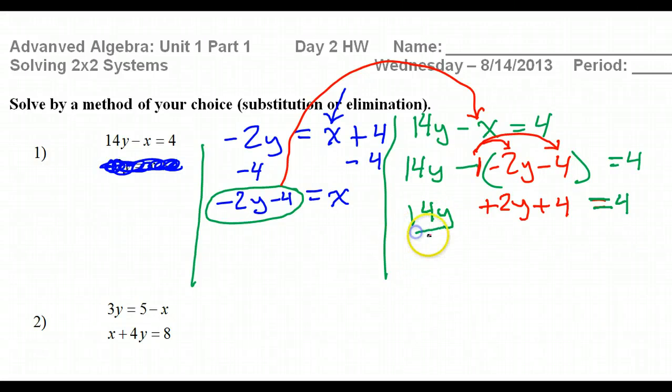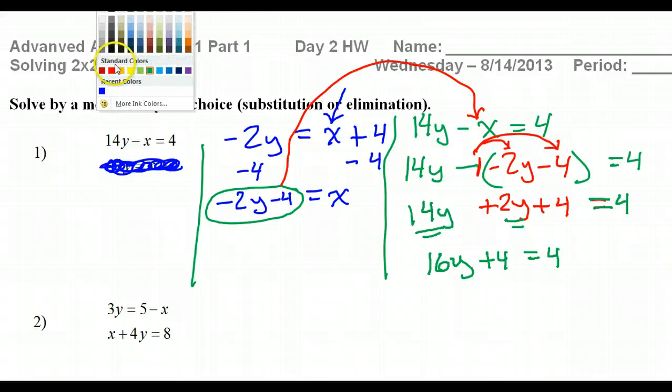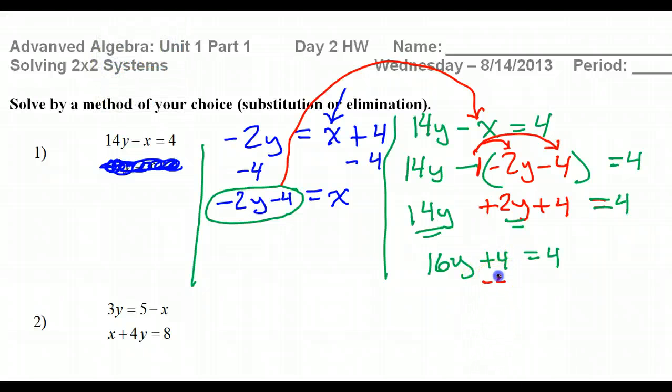Now we have like terms. These are like terms, so that's going to give me 16y plus 4 is equal to 4. This is a little bit strange, but don't be scared. If I want to get y by itself, the next thing that's going to happen is I would subtract 4 from both sides.